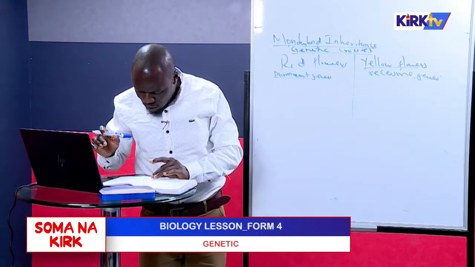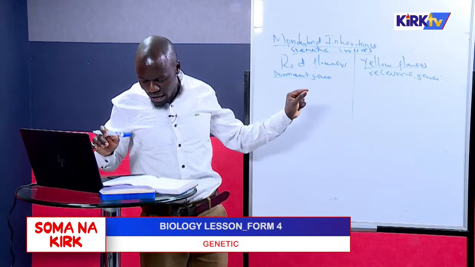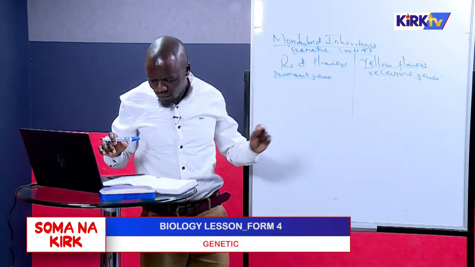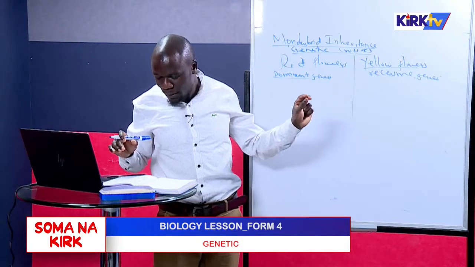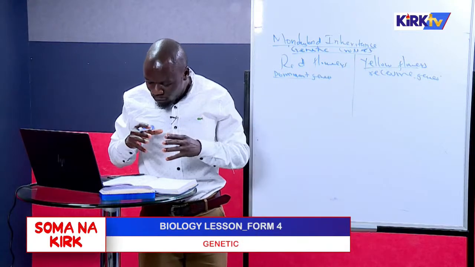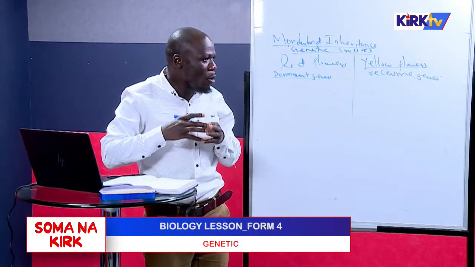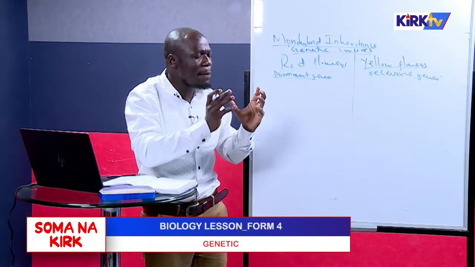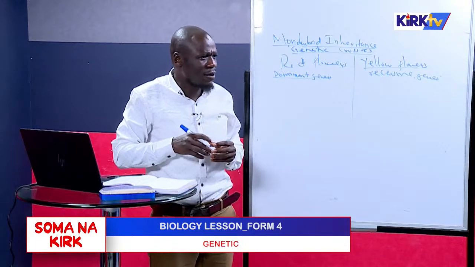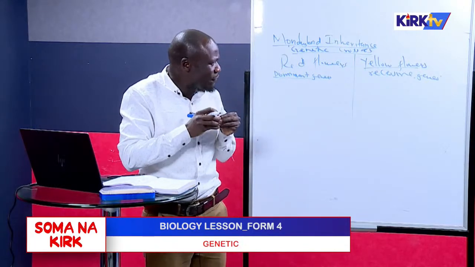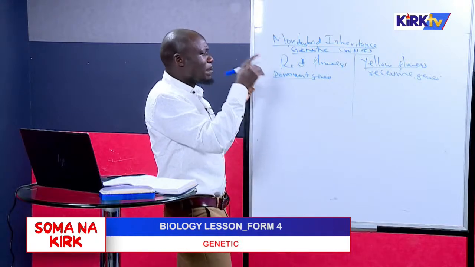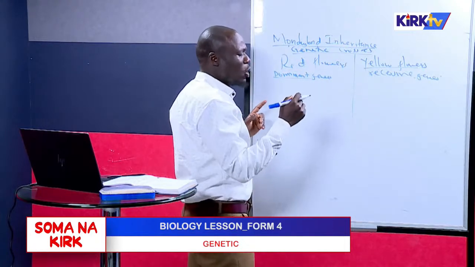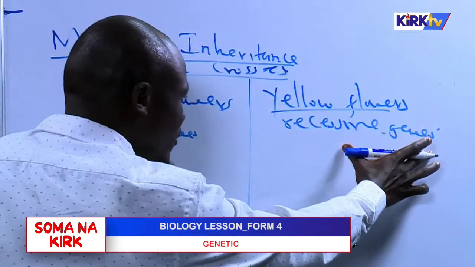At the same time, you are being told a cross was made between the plant having yellow flowers and the plant having red flowers. But both parents are homozygous. If you've been told that both parents are homozygous, meaning they have the same gene for that particular characteristic, we don't have a mixture of genes. And therefore, I want to give any letter to represent the dominant gene.